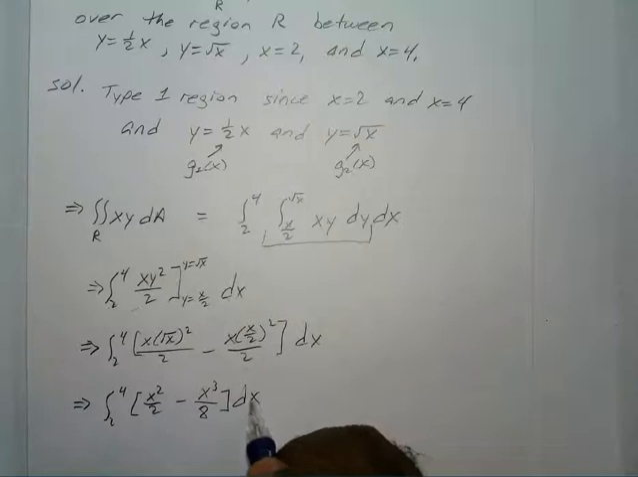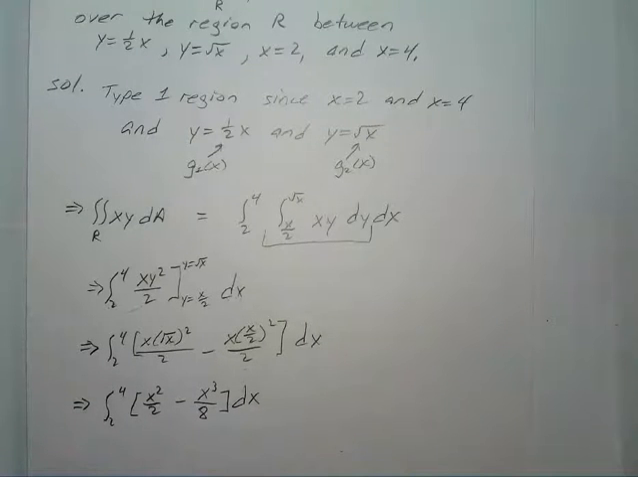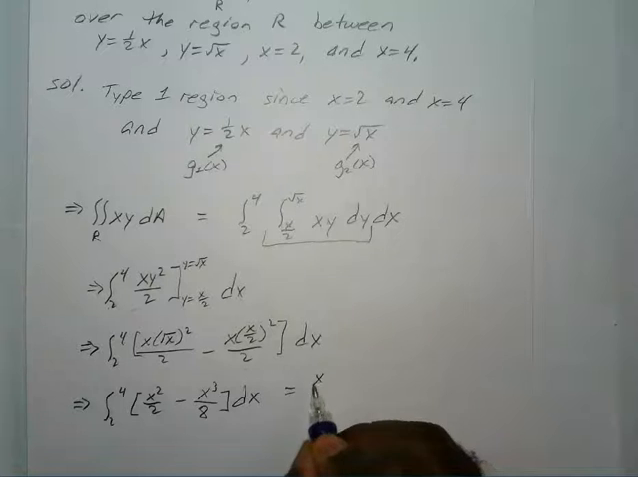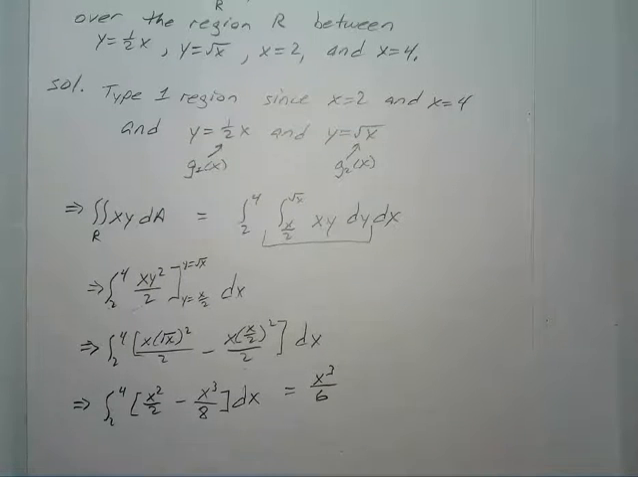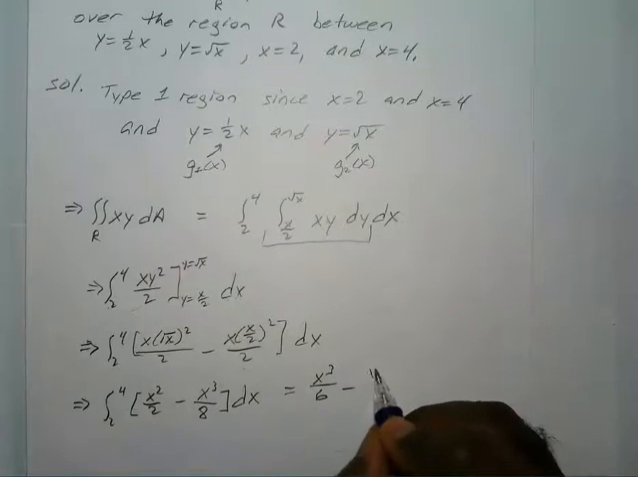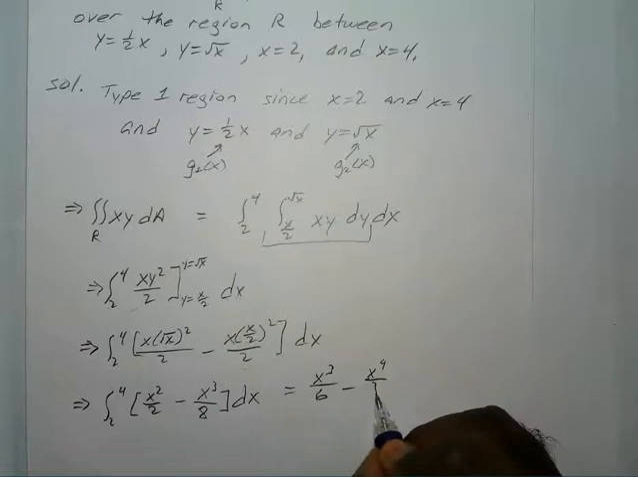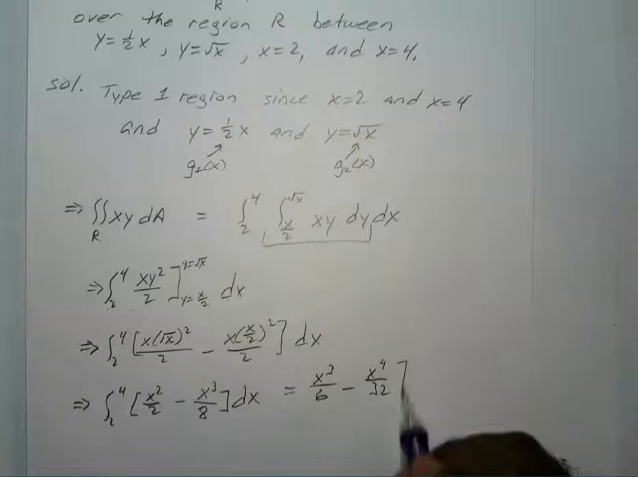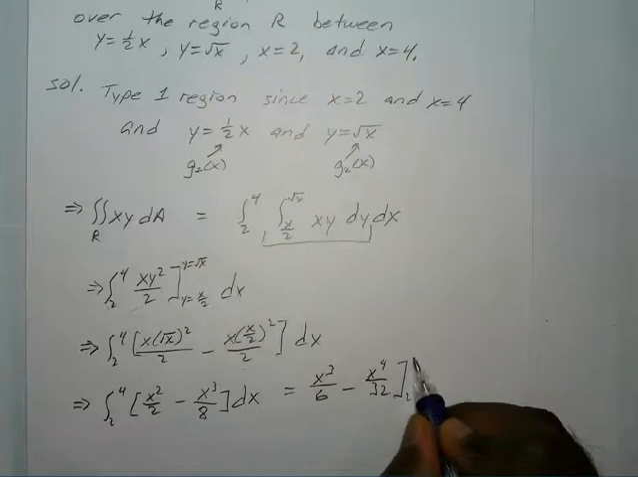And you can integrate that with respect to x. Okay, so if we integrate each one of these, we have x to the third over 3. Multiply that by 1/2, you get x to the third over 6. Minus, you have x to the third over 8. That's x to the fourth over 4. Multiply that by 1 over 8, you have x to the fourth over 32. And that is from 2 to 4.